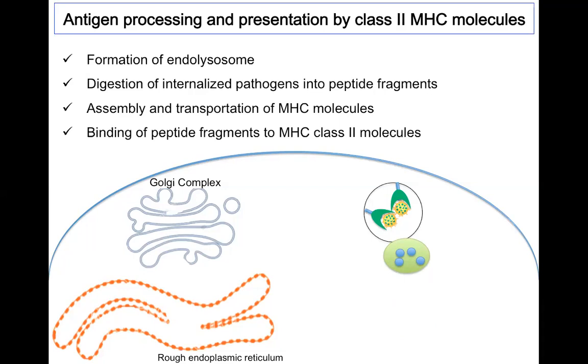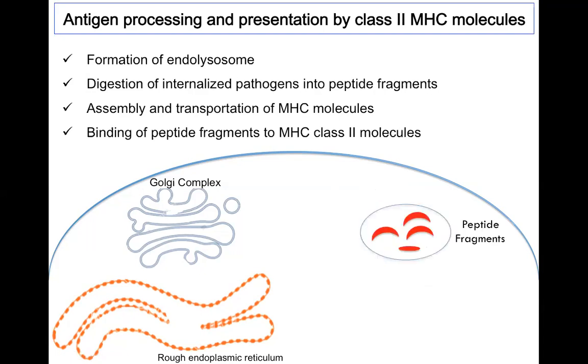So how can we simplify the answer to this question? When an APC internalizes a pathogen, it internalizes it in the form of an intracellular vesicle, which is known as an endosome. And when that endosome fuses with the lysosome, that stage is called the endolysosome. So what we have got so far is that after entering the cell, the pathogen ends up in the endolysosome.